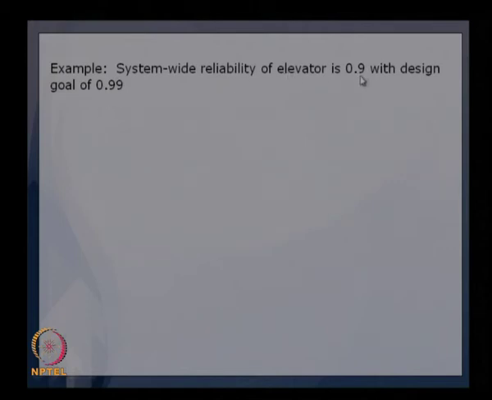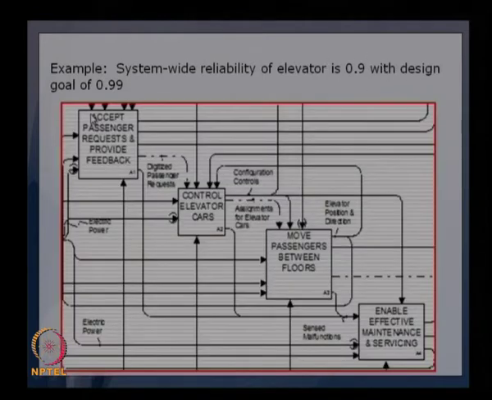So, this is the minimum requirement, and the goal is to get a very high reliability of 0.99. Now, we have different components in the system, and we need to find out what could be the reliability of these components in order to get the total reliability of 0.9. If you take the functions in the elevators in A1, A2, A3 and A4, these are the 4 main functions in the elevator, and we need to have the reliability of these 4 combined together getting a 0.9.